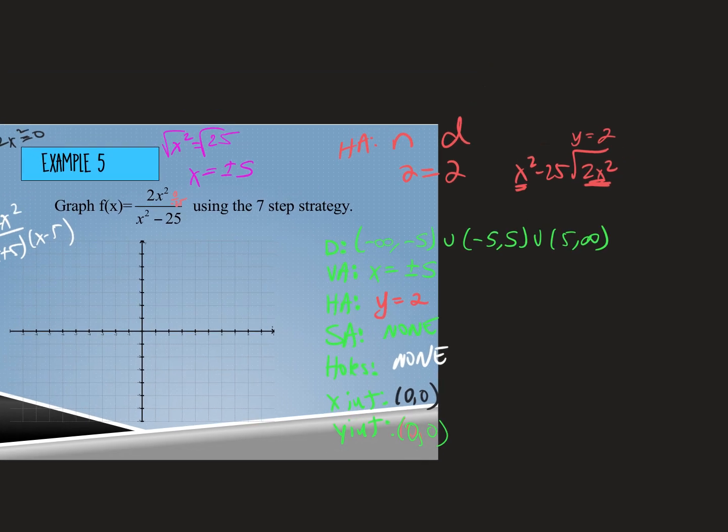Like if you had 6, this would be x to the 0 power. Good question. All right, so now let's go through the graphing part.